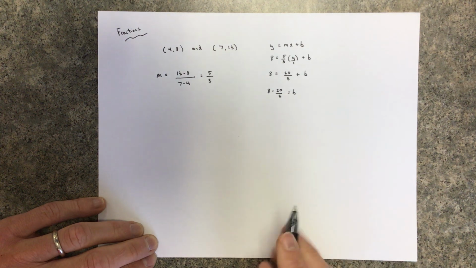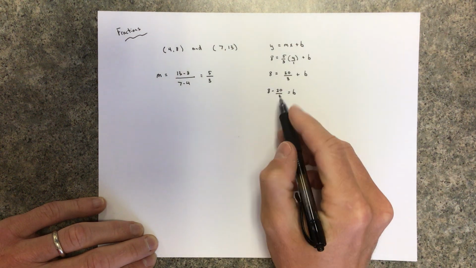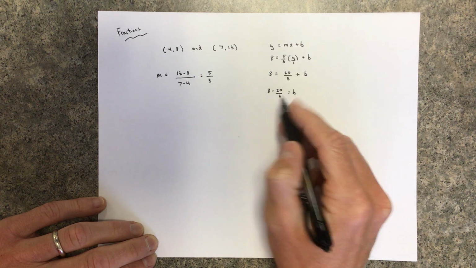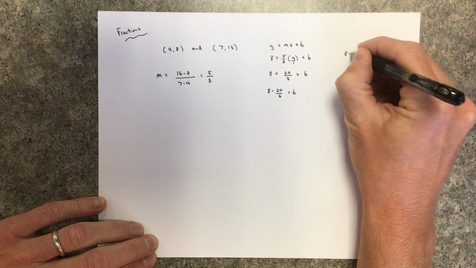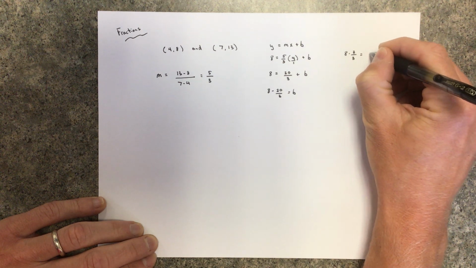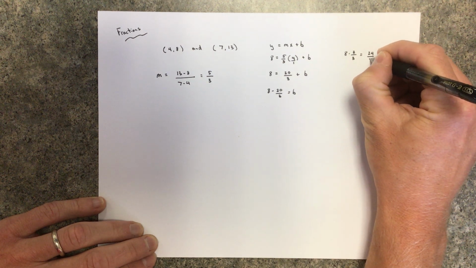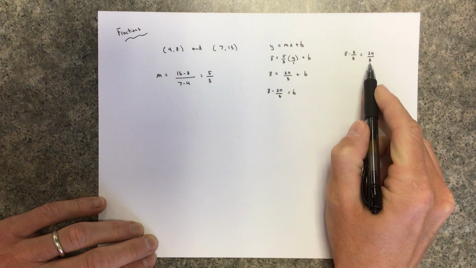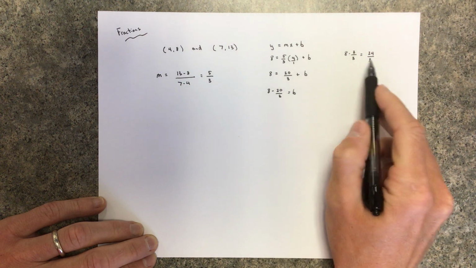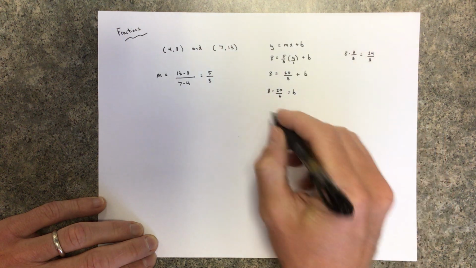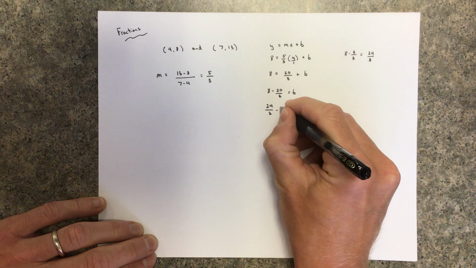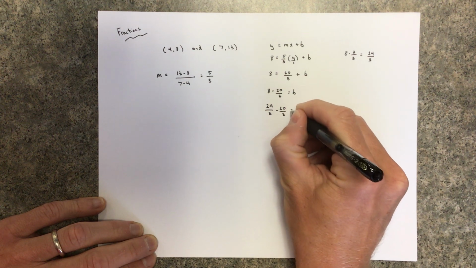Well, when you add and subtract fractions, they have to have common denominators. This is 20/3, so I need that to be in thirds. I'm going to take 8, and I'm going to multiply top and bottom by 3. Okay, so it's going to be 24/3. Hopefully that makes sense. 24/3 is the same thing as 8. Remember, 3 would go into 24 8 times. So really, I'm going to rewrite this as 24/3 minus 20/3 is equal to b.